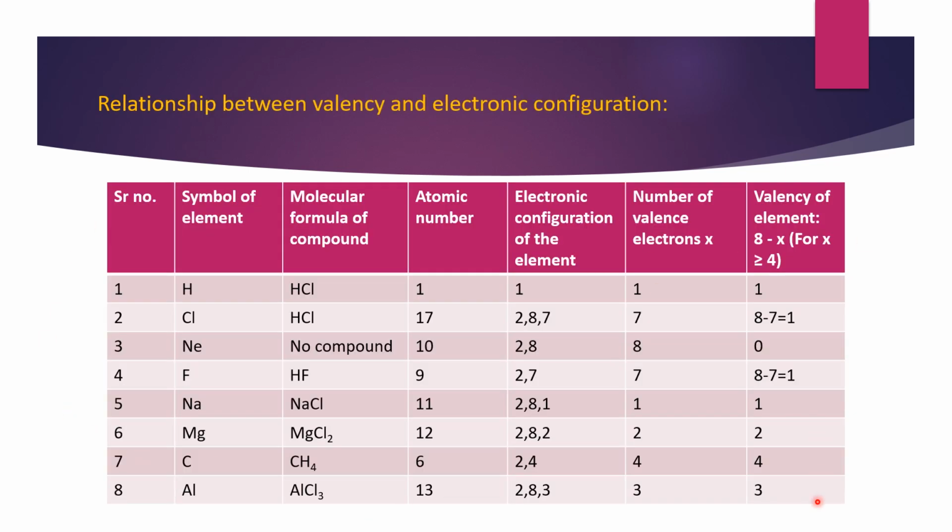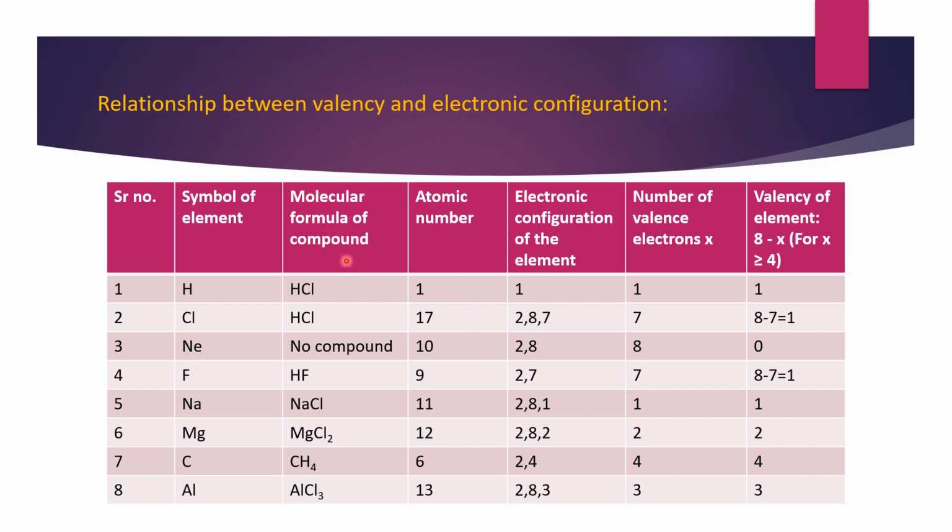This whole table is given just to help you understand the concept or the relationship between the valency and electronic configuration. In the first column, I've given the serial number, and in the second column, the symbol of the elements. Here we are discussing hydrogen, chlorine, neon, fluorine, sodium, magnesium, carbon, and aluminium. When they combine with other atoms, they form a compound.